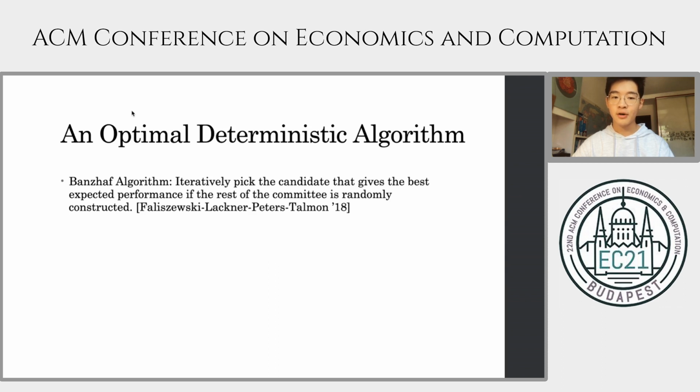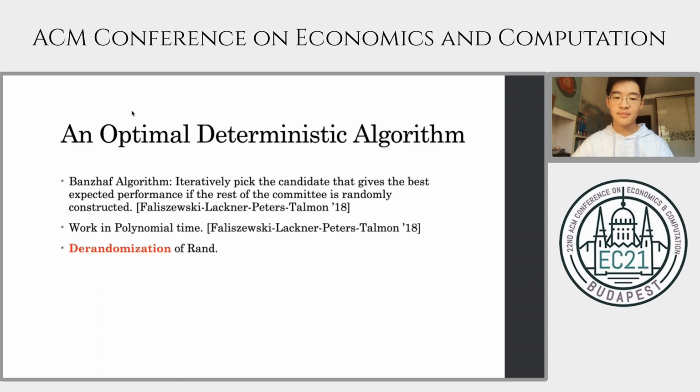The Benjov algorithm goes as follows. It iteratively picks the candidate that gives the best expected performance if the rest of the committee is randomly constructed. Since Benjov works in polynomial time and its performance is upper bounded by rand, Benjov qualifies as an optimal algorithm.